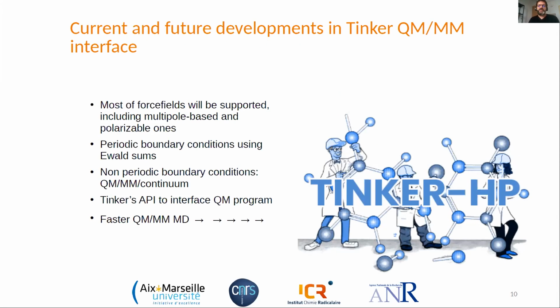So this said, what are the current and future developments of our Tinker QMMM interface? The first thing we would like to achieve is to be able to use all the available force fields, or most of the available force fields in Tinker, including especially the ones which are based on multipoles and which are polarizable, because now this is becoming quite a standard in QMMM applications.